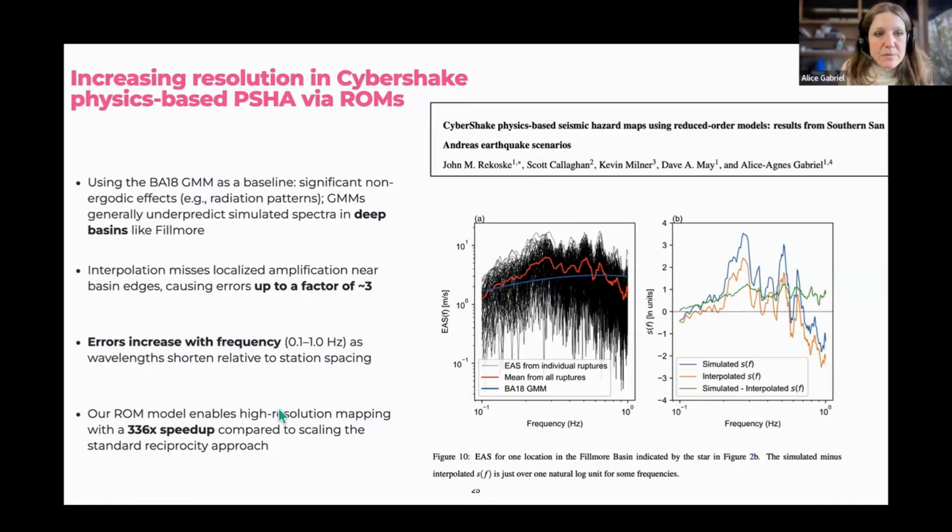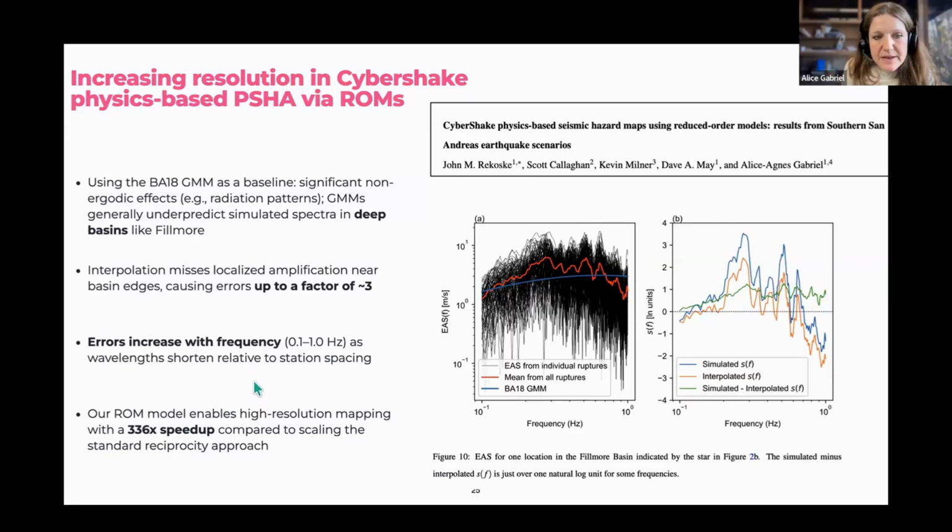What we find is when we're comparing to, in this case, the BA18 GMM, that we see quite large non-ergodic effects. So for example, due to radiation patterns, the GMMs generally underpredict simulated spectra in deep basins like the Fillmore Basin. So that means that the interpolation that is used in CyberShake can miss some localized amplification near basin edges. In our analysis, that is up to a factor of 3 in terms of shaking. And these errors increase with frequency. So we've explored up to 1 Hertz in this study.